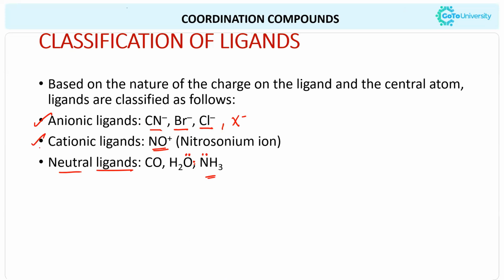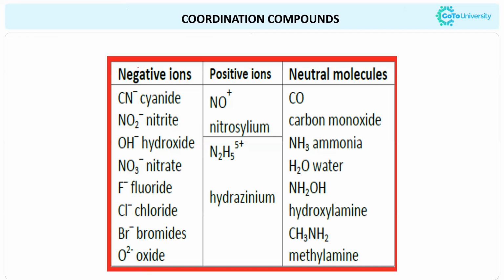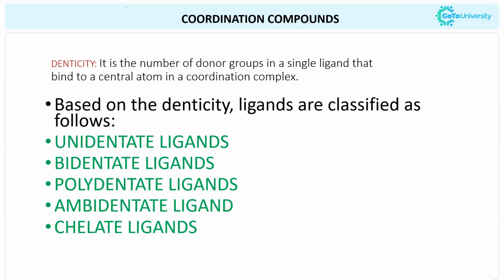So cationic means positively charged ligands, anionic means negatively charged ligands, and neutral means chargeless but still having lone pairs of electrons. We can see some examples of negatively charged ions, positively charged ions and neutral molecules. Please memorize some of these examples, because in exams they might ask which among the following is a neutral ligand, or how many electron pairs they are donating. Those kinds of questions may be there, so please memorize some of them.